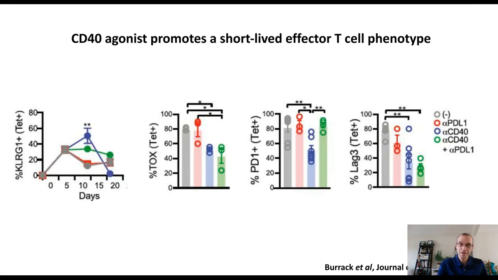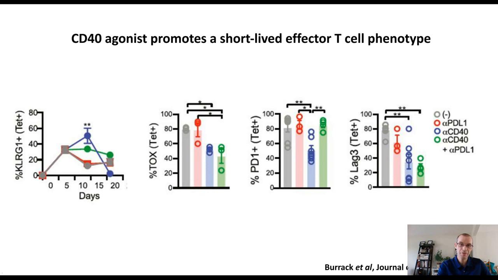Through some phenotypic analysis, it appears that CD40 agonist promotes what we're calling in this publication a short-lived effector T cell phenotype. So in the blue dots for CD40 agonist single therapy at day 14, we're seeing a lot of those KLRG1 positive cells. We're seeing a decrease in TOX expression. We're seeing a decrease in PD-1 expression, and we're seeing a decrease in LAG-3 expression on our tetramer binding cells.